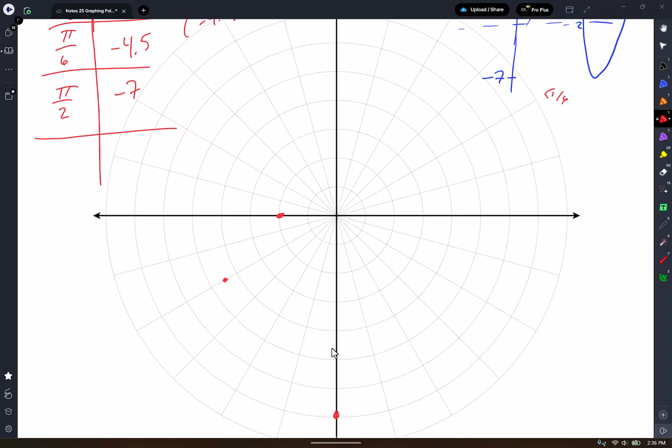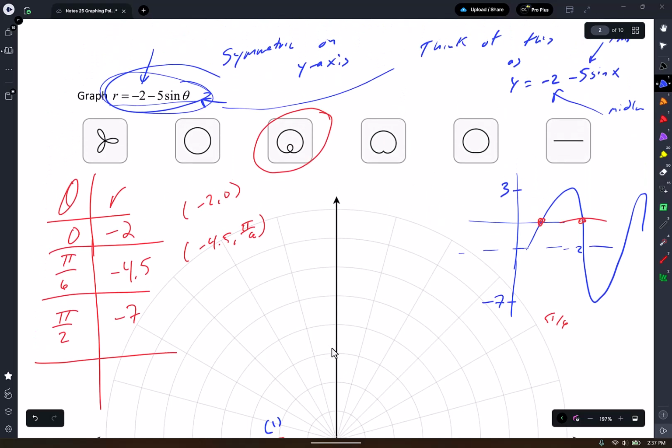You went so fast. Say it again. I just plugged in pi over 2 in here, and sine of pi over 2 is 1, and I just got negative 2 minus 5, which is negative 7. You know what I mean?